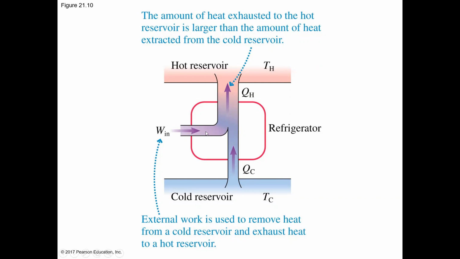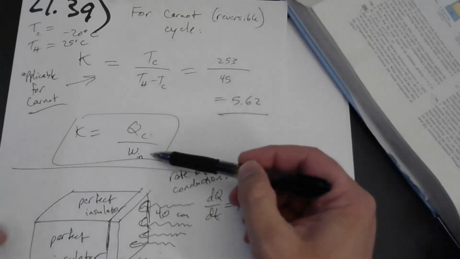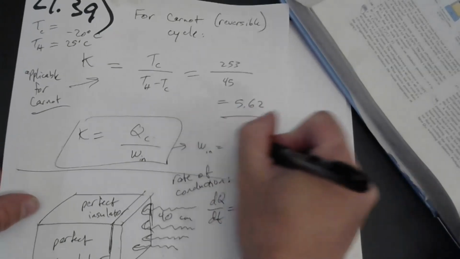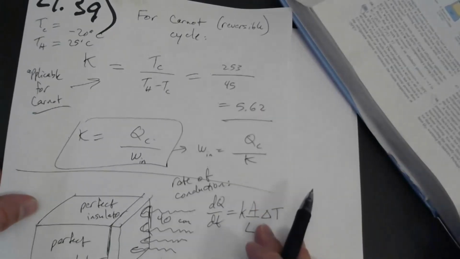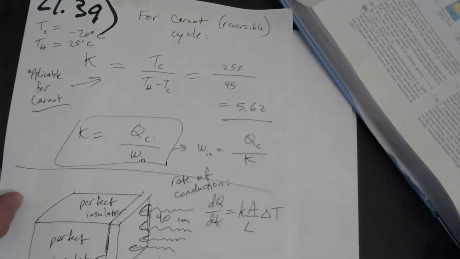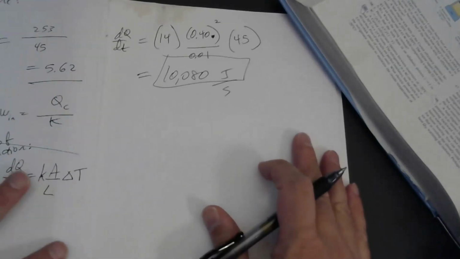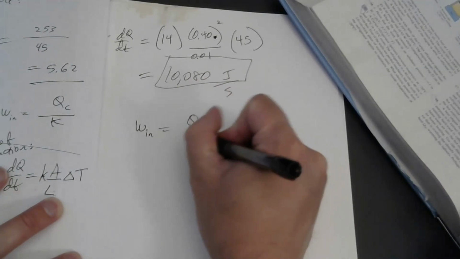So let's figure out how much energy we have to pay for from the power company to get this transfer to happen. That means solving this equation for the work in, the input work. So work in would be QC over coefficient of performance. But luckily, we're told that our particular freezer is a Carnot freezer. Of course, that's silly. You can't buy that anywhere. That's just a theoretical ideal. Work input would be QC over coefficient of performance.